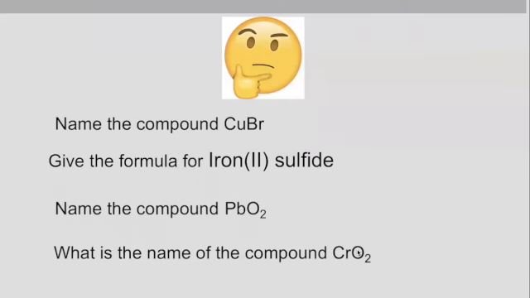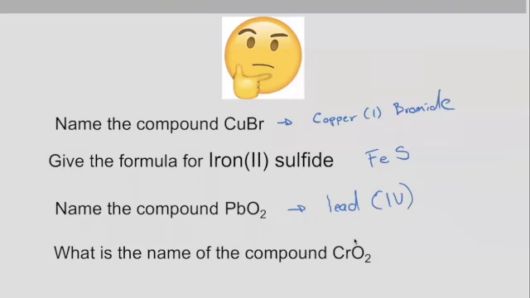The name of the first one, if you got it correctly, would be copper 1 bromide. For the second one, it's asking you for the formula. Be careful with the third one. The answer should be lead, not lead 2, lead 4 oxide.